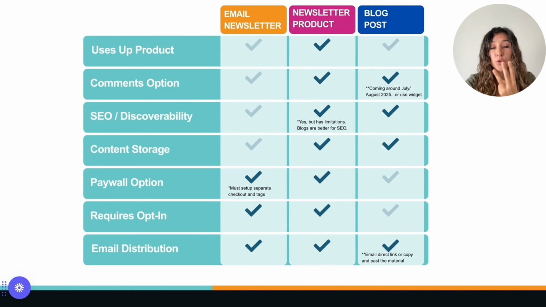Based on which plan you have, you have a limited number of products. So for Basic, you can only have 3. For Pro, it's 15. And you may be able to use the email newsletter and the blog posts side by side instead of using one of these up.